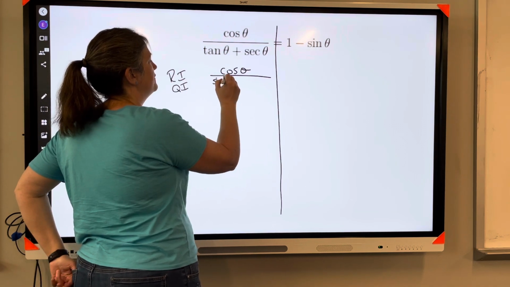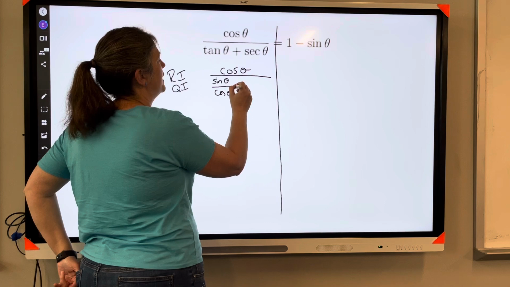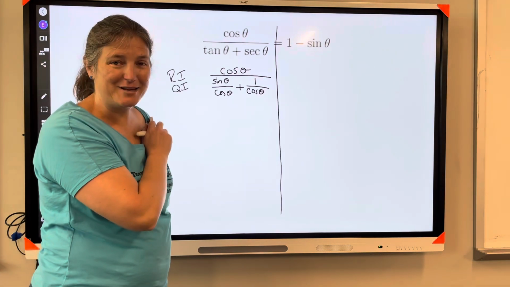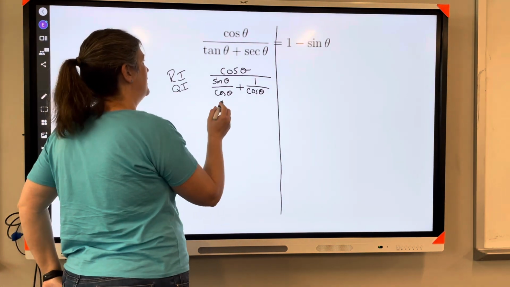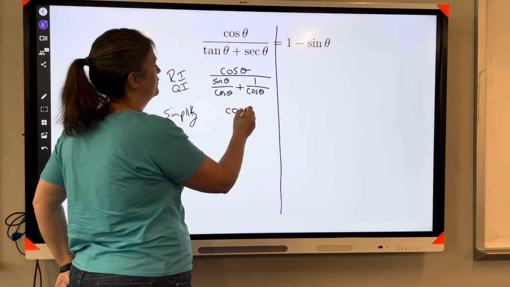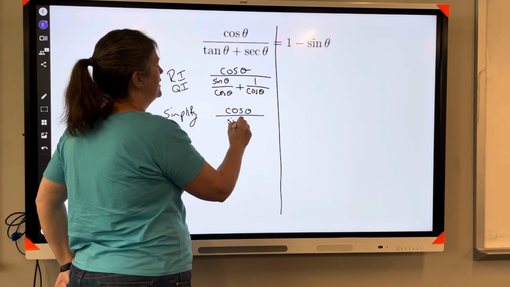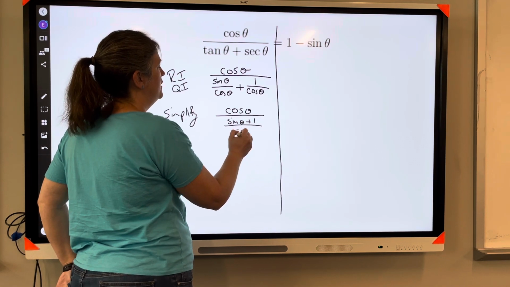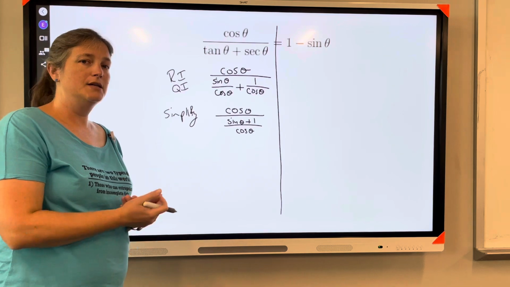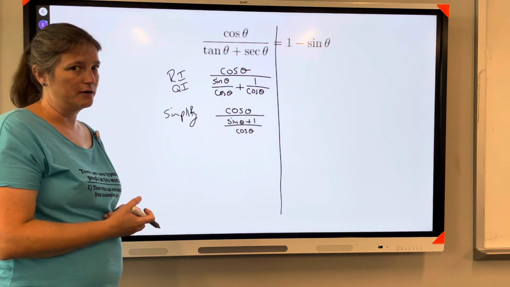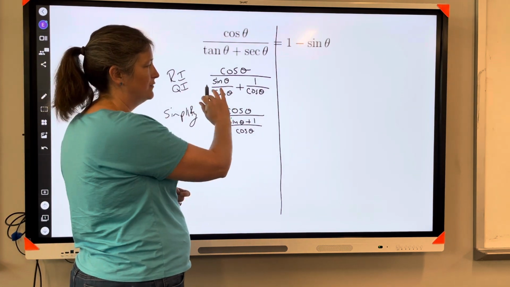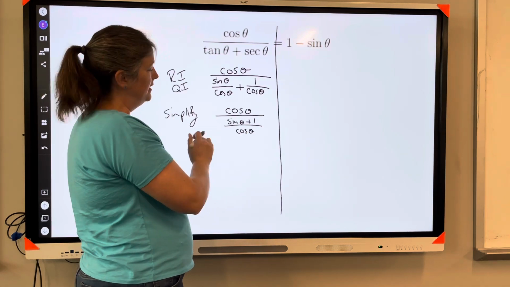So this becomes sine of theta over cosine of theta plus 1 over cosine of theta. Oh, common denominator, I like it. So I'm going to go ahead and simplify. I have the sine of theta plus 1 over the cosine of theta, the common denominator. I added the numerators over the common denominator of cosine. That does not become cosine squared. I'm not multiplying anything. Nothing gets multiplied here. I am adding. So adding fractions over a common denominator just means add the numerators and the denominator stays what it is.